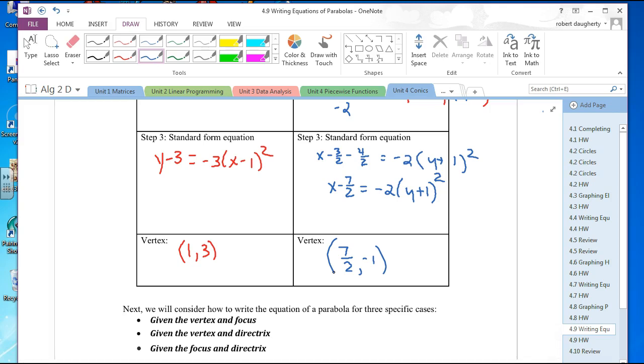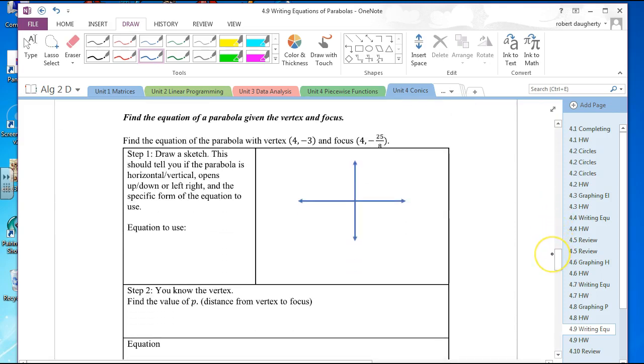Now you'll be given 3 different scenarios, and you need to come back with the equation. So what we did so far, like we did in all of them, I give you a graph, you give me the equation. I give you the equation not in standard form, you complete the square and get it in standard form. The other one is I give you information like this. Find the equation of the parabola with a vertex 4, negative 3, and a focus of 4, negative 25/8. What do you think I do to make this happen? What do you think I should do?